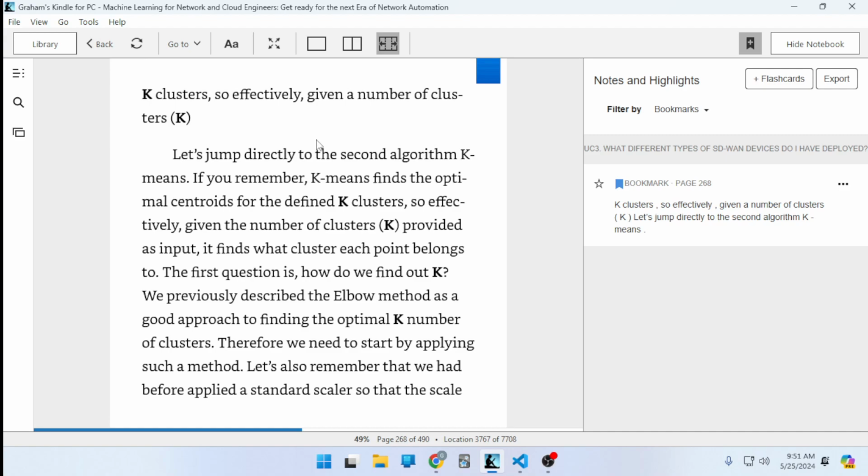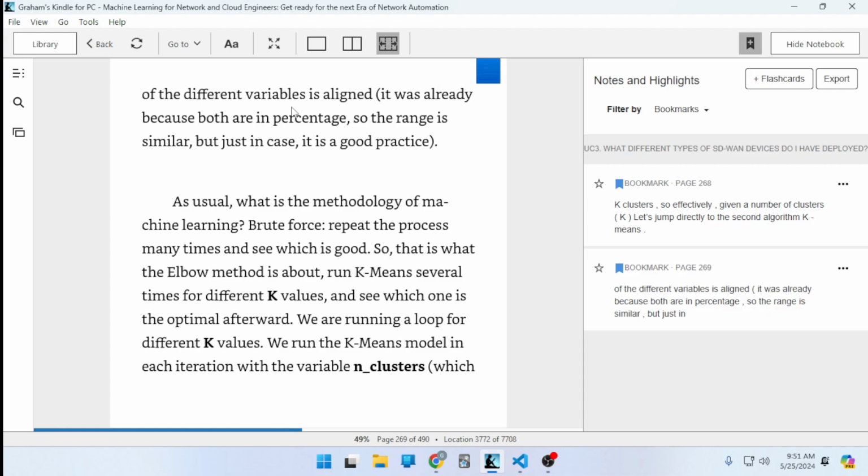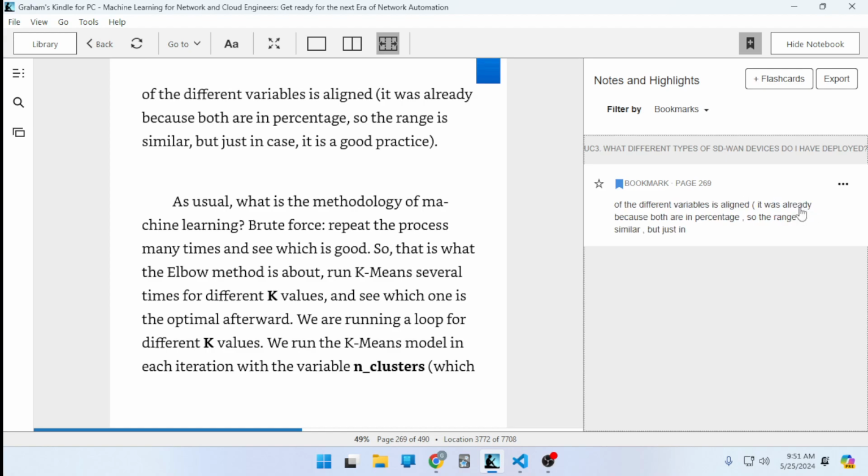The first question is, how do we find out k? We previously described the elbow method as a good approach to finding the optimal k number of clusters. Therefore, we need to start applying such a method. Also, let's remember that we had before applied a standard scaler so that the scale of the different variables is aligned. It was already aligned because both are in percentage, so the range is similar. But just in case, it is a good practice.